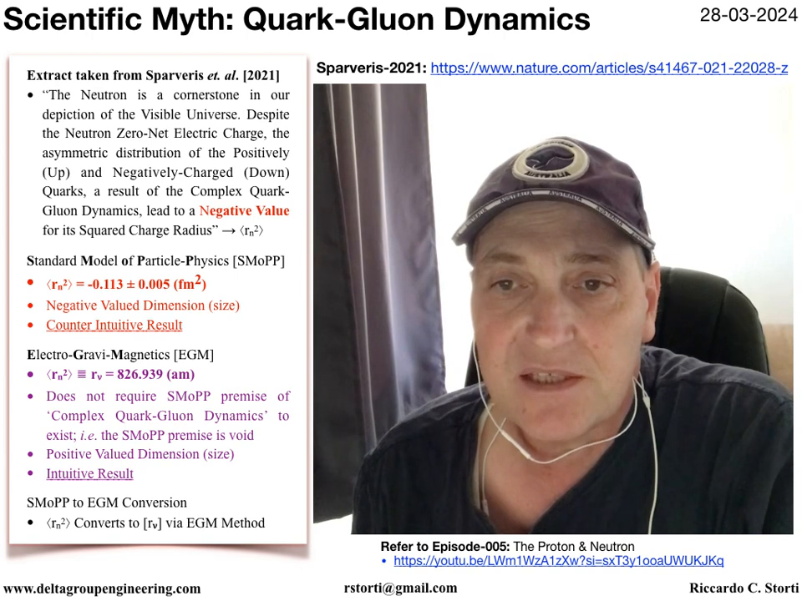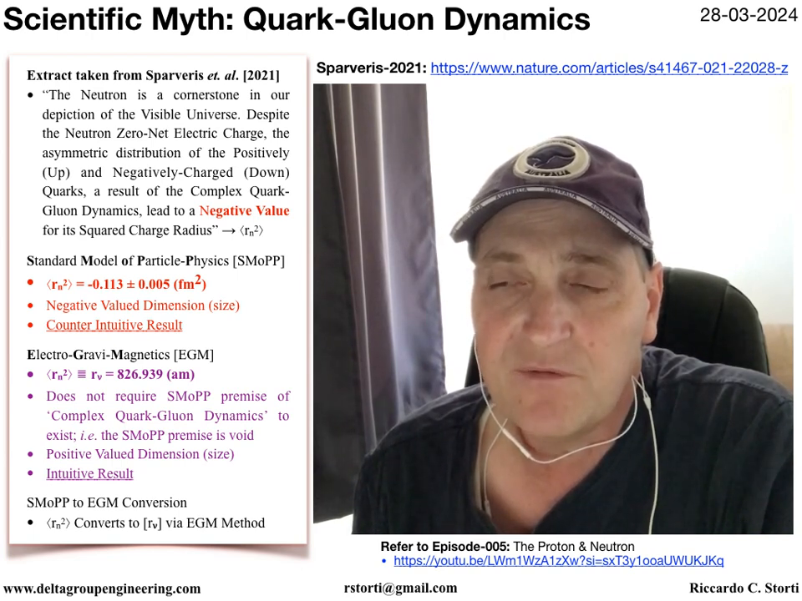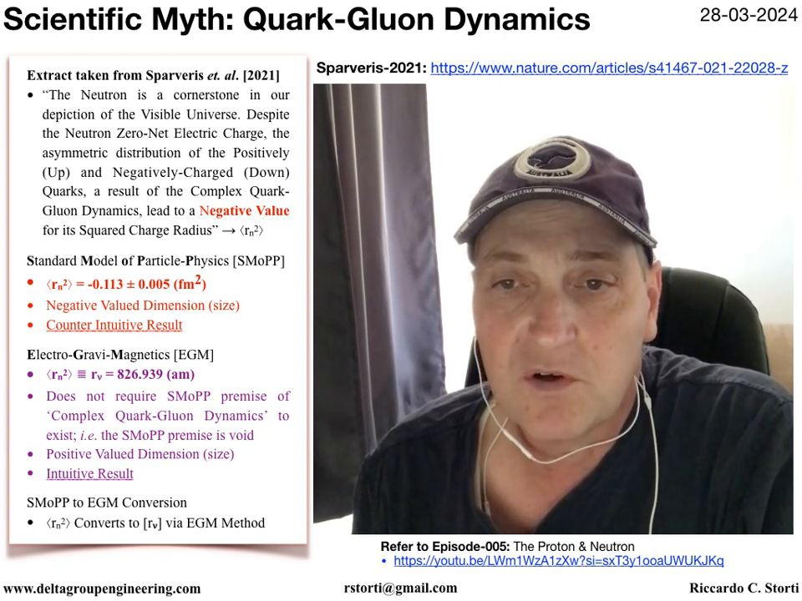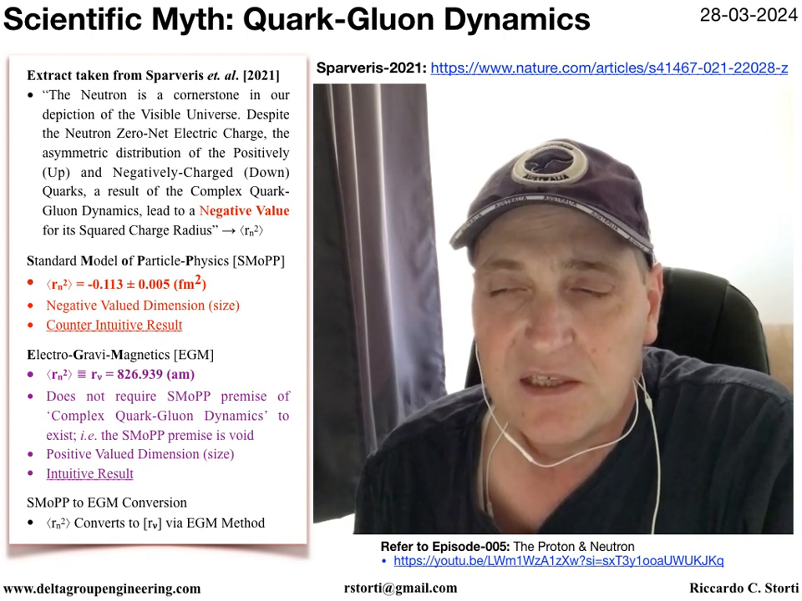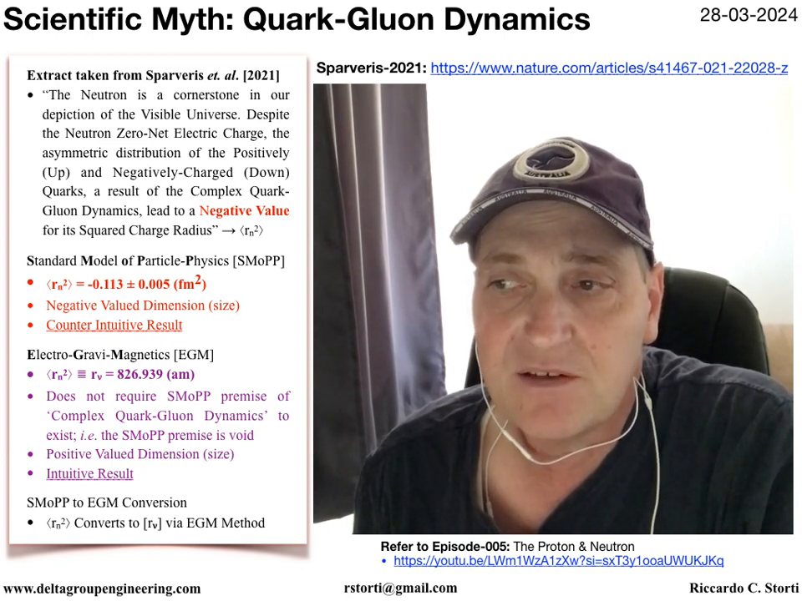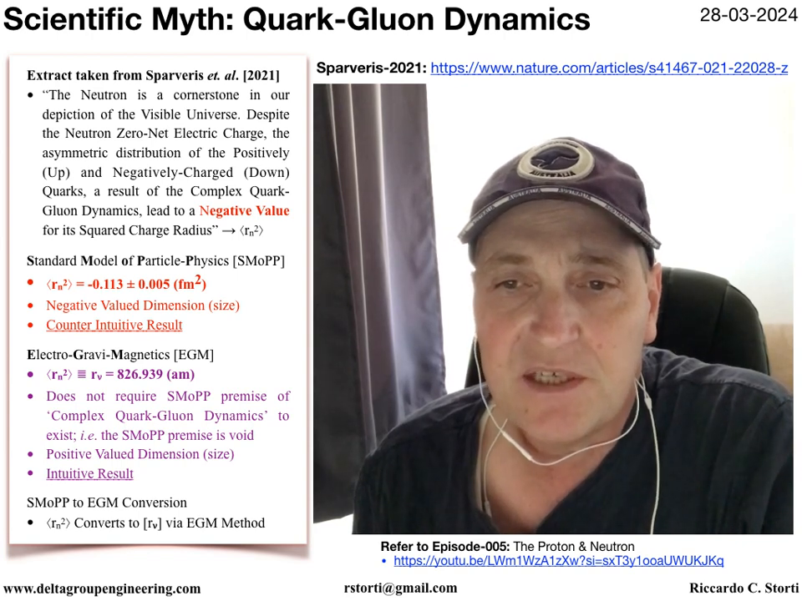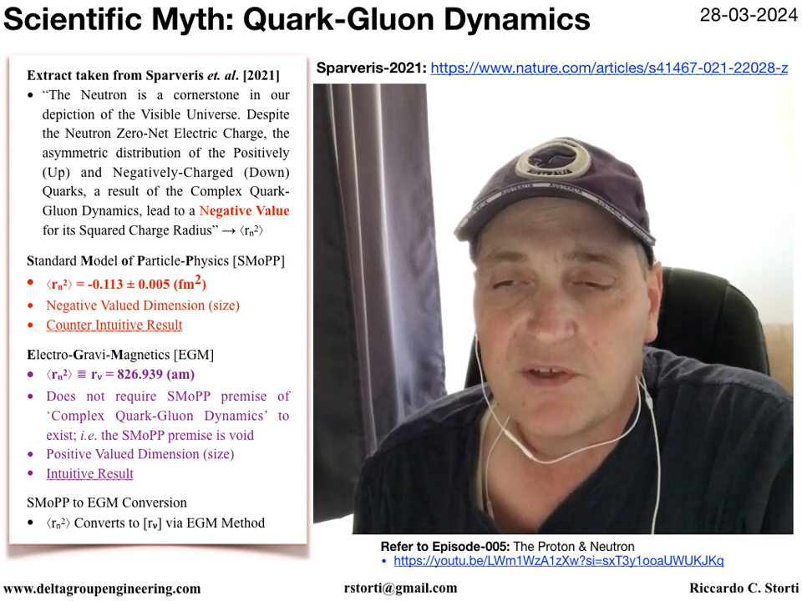It can be expressed as a positive quantity instead, which is a more natural and intuitive way for people to think. This means that the standard model of particle physics premise of complex Quark-Gluon dynamics leading to a negative squared charge radius is just speculative guesswork. The standard model of particle physics has no idea if its premise is actually correct or not.